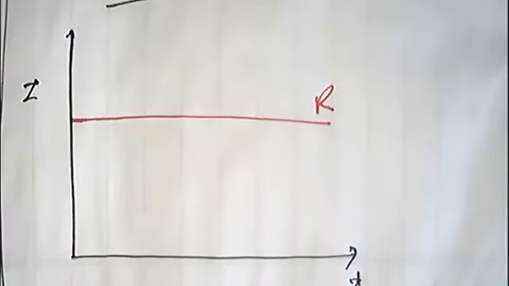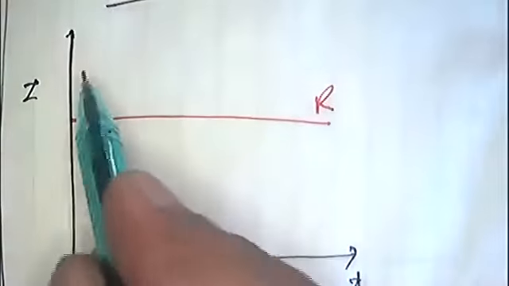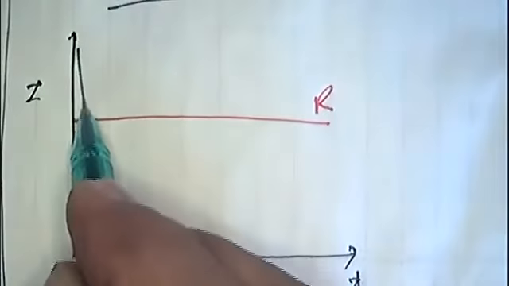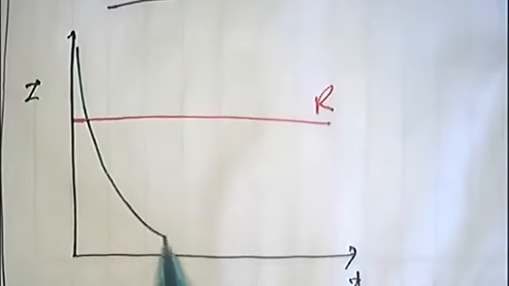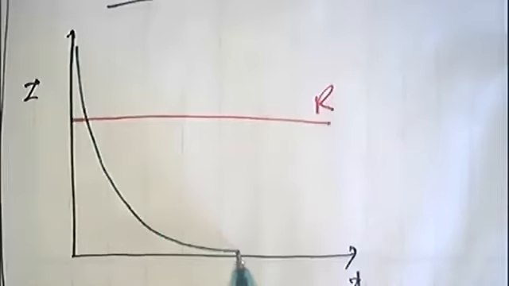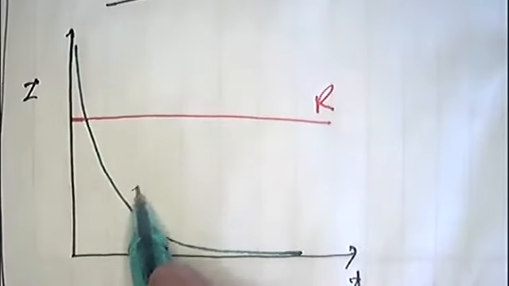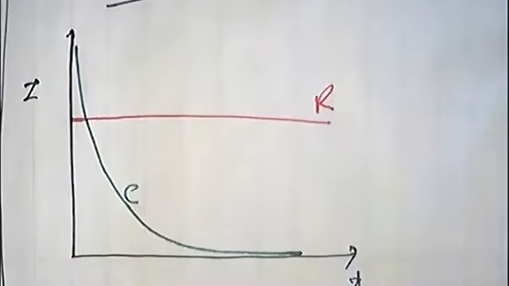For capacitor, the initial current is very large, and the current decreases to almost zero. Not exactly zero, to almost zero. If it is a pure capacitor, the current will reduce to zero. This is the behavior for pure capacitor.